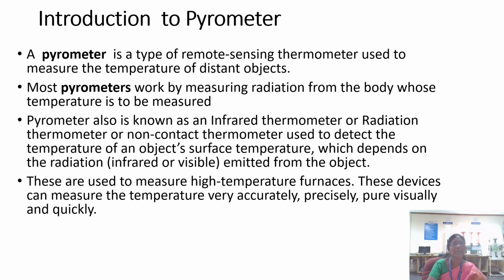Introduction to the pyrometer. A pyrometer is a type of remote sensing thermometer used to measure the temperature of distant objects. Most pyrometers work by measuring radiation from the body whose temperature is to be measured. A pyrometer is also known as an infrared thermometer, radiation thermometer or non-contact thermometer, used to detect an object's surface temperature, which depends on radiation emitted from the object. These are used to measure high temperature furnaces. These devices can measure the temperature very accurately, precisely, visually, and quickly.